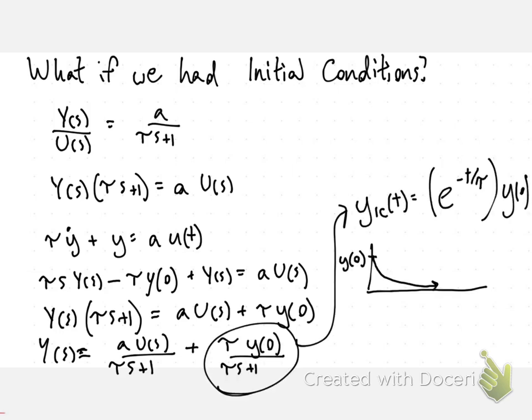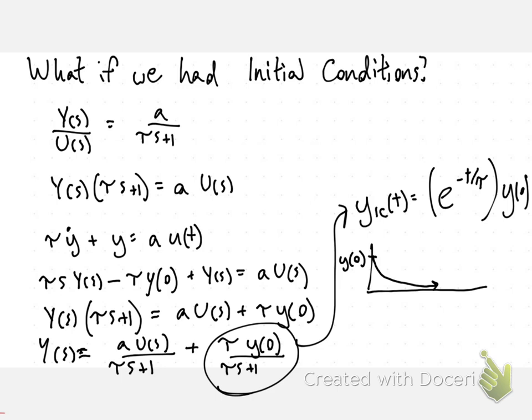And that a u of s over tau s plus 1 is going to be determined by our input, which is what we've been talking about in class. But the portion that's relative to our initial conditions will be tau y initial over tau s plus 1, which we can simplify as y initial divided by s plus 1 over tau.